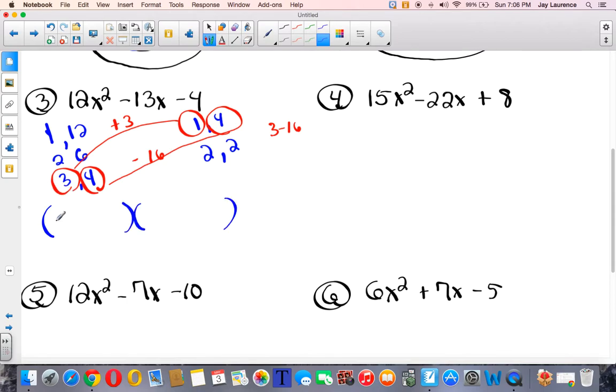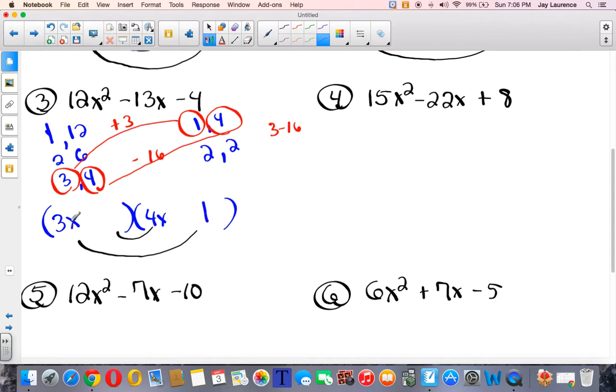The first quantity will have a 3x. The second quantity will have a 4x. Put those little guides in, those little loopy doopies. There we go. All right, so the 3 got multiplied by a 1. And, oop, that's not a 1. There we go. 3 got multiplied by a 1.